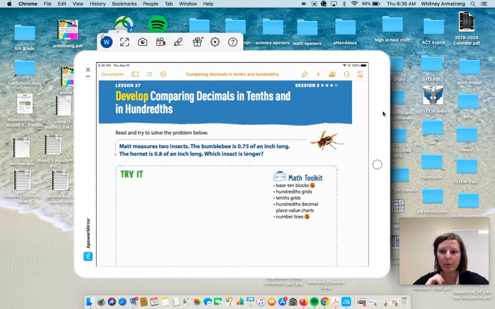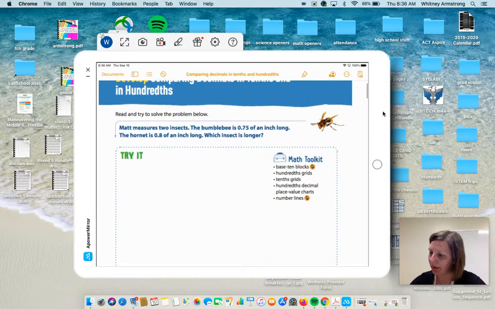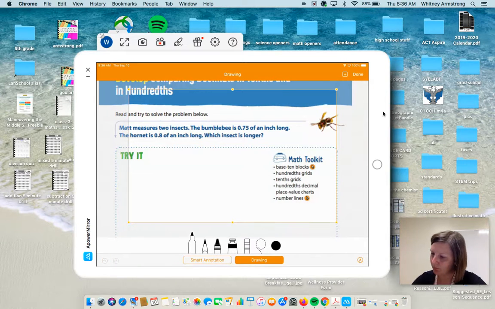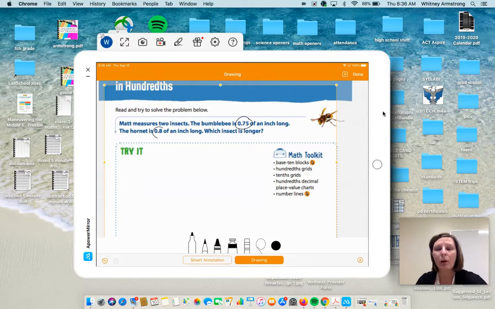So the first problem we're going to look at says Matt measures two insects. The bumblebee is 0.75 of an inch long. The hornet is 0.8 of an inch long. Which insect is longer? So we're comparing 0.75 here and 0.8. I want you to try it on your own first and see what you can figure out, and then we'll come back together and work it out.